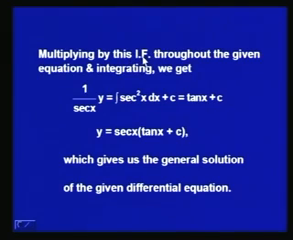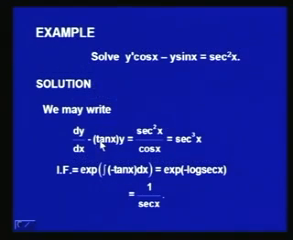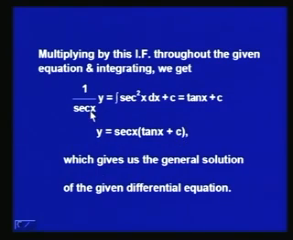Now, let us multiply this integrating factor throughout the given linear differential equation dy/dx minus tan x times y equal to sec cubed x. We shall have, after integration with respect to x, 1 over sec x times y equal to the integral of sec squared x dx plus c. Now, the integral of sec squared x we know is tan x. So, we have the right hand side as tan x plus c. After multiplying by sec x, this equation becomes y equal to sec x times (tan x plus c), which gives us the general solution of the given differential equation.